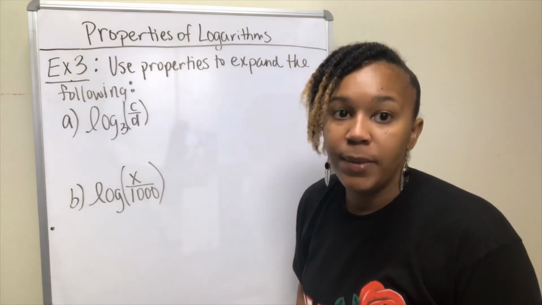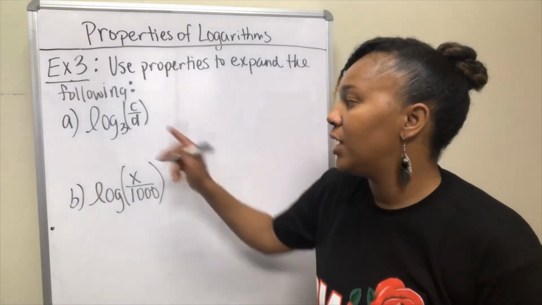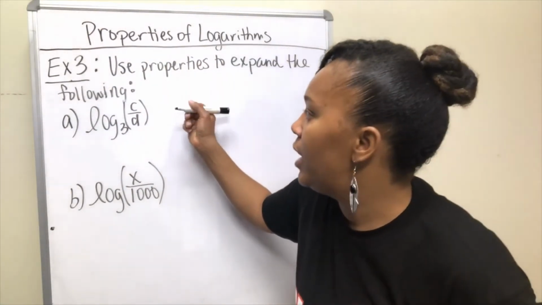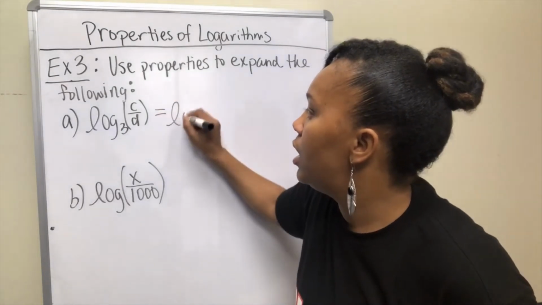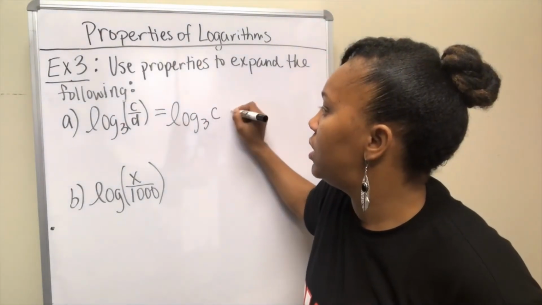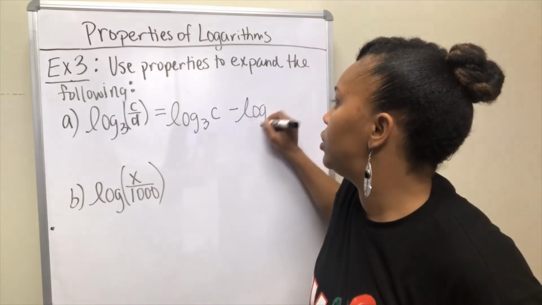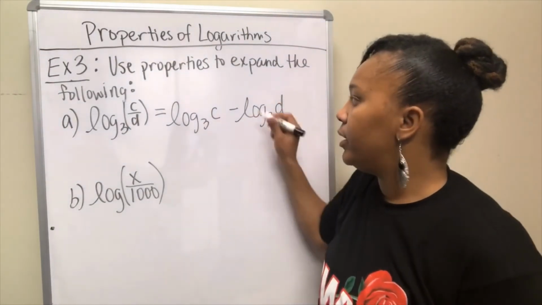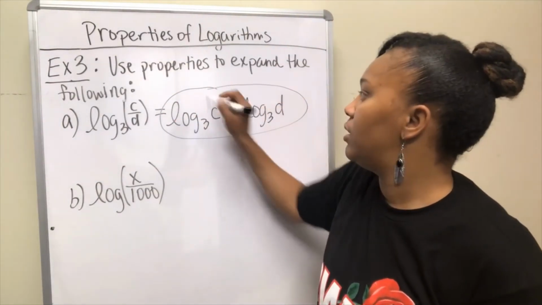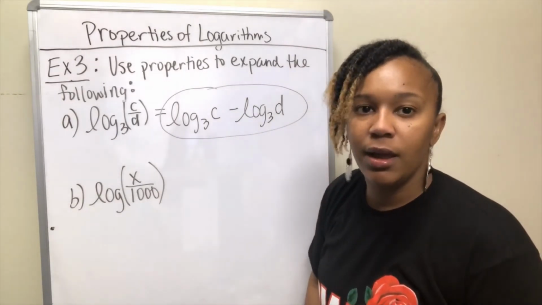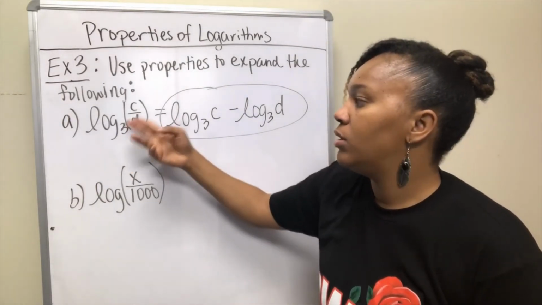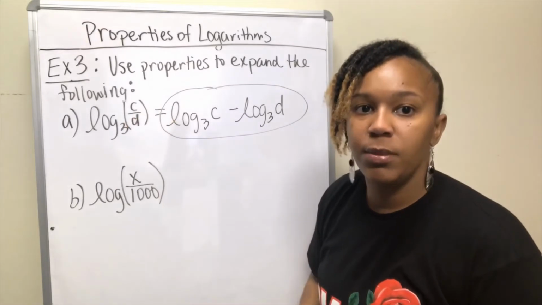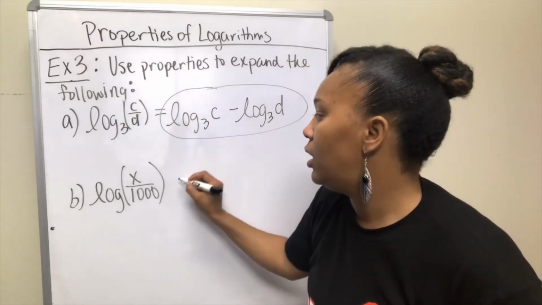So the quotient property, yes. The quotient property involves taking the log of two things being divided. And so this will be log base 3 of c minus log base 3 of d. Neither one of these has a number involved in it, a c and a d, so we just leave it like that. So the quotient property says if you have the log of two things being divided, you can separate it by subtracting them. So the same thing here.